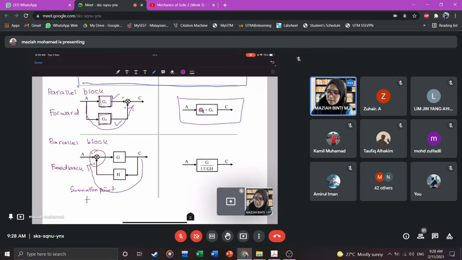then in the equation, it will become minus. If the sign at the summation point is minus, then in the equation it will become plus. So that's why it writes minus or plus, because it depends on the sign at the summation point. So this is G over 1 minus GH.